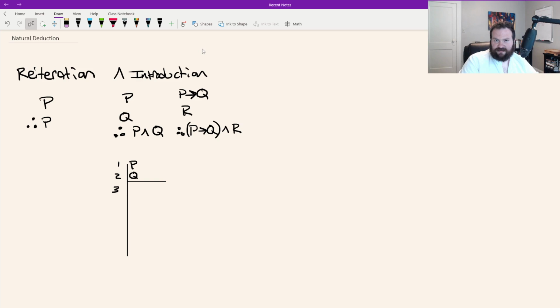Conjunction introduction says if you have two things, you can combine them with a conjunction sign. You can introduce a conjunction symbol. So we're going to do that. P and Q, conjunction introduction. You can just write the conjunction symbol with an I. And here you need to cite both lines that you're combining. So that's 1, 2. And that's it. Conjunction introduction. Let's do the second proof.